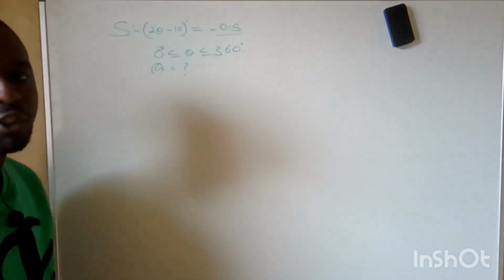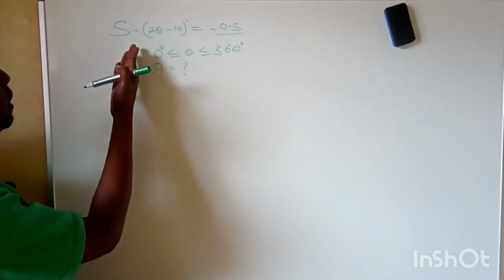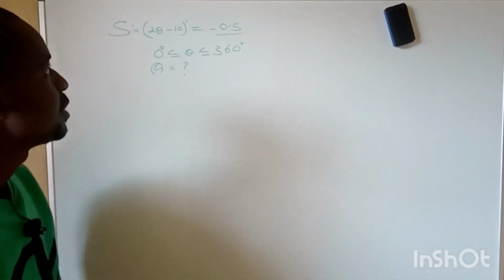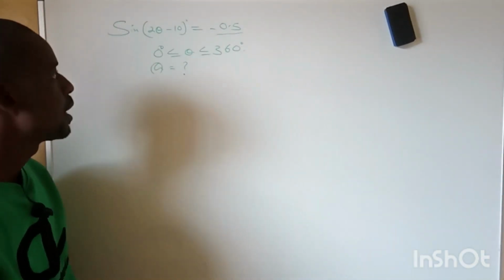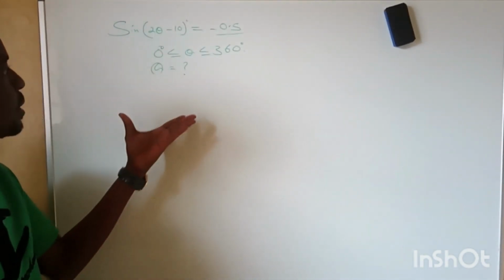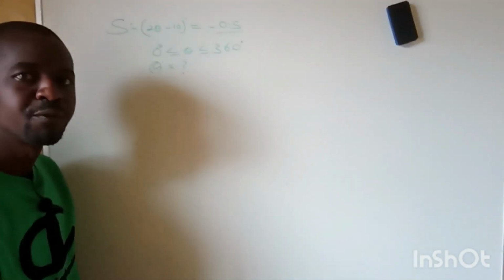Today we have a challenge here, under trigonometry. The question is: sine of (2 theta minus 10 degrees) is equal to negative 0.5. And you are asked to get theta in the range from 0 up to 360. So theta is what we want to get.